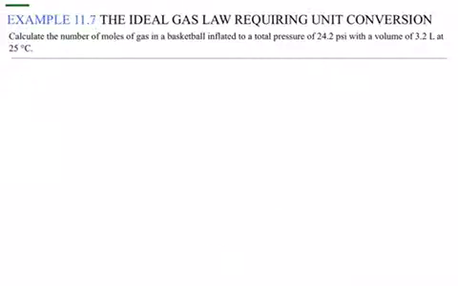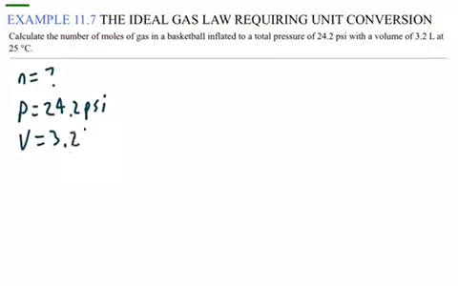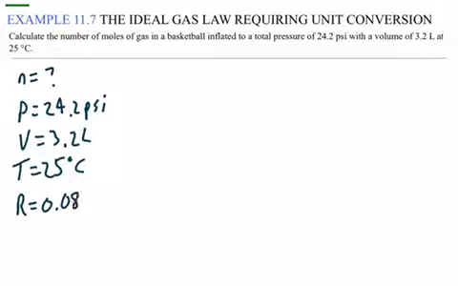All right, let's take a look at another problem here. This one, we're going to start adding some conversions. So this one's going to get a little bit more complicated. So they're asking us to find the number of moles of a gas. So let's put here a question mark. And they tell you that the pressure is 24.2 psi, which is pounds per square inch. They give you the volume of 3.2 liters. They give you a temperature of 25 degrees Celsius, and then our R value is still going to be 0.0821 liter atmospheres over mole Kelvin.